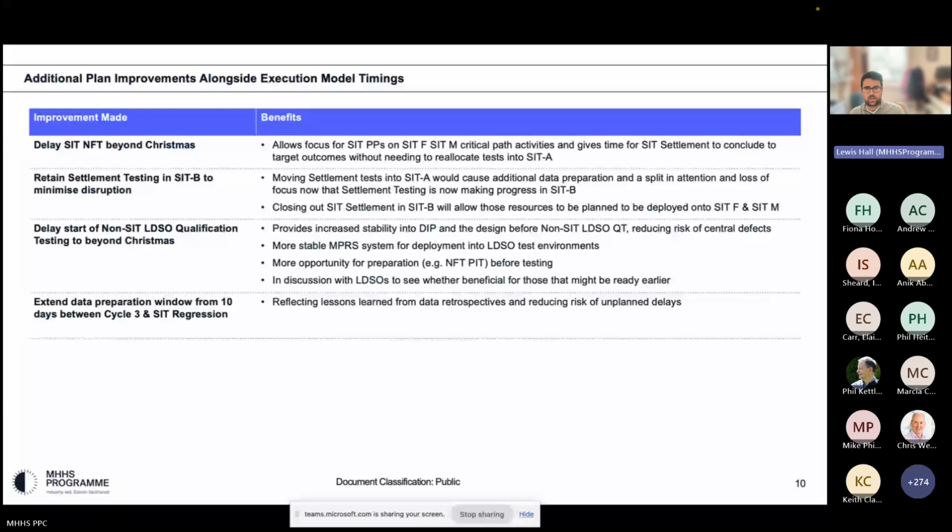This helps reflect lessons learned from the data retrospective that we held, giving more time to those data loading activities and ensuring that we get those right, to enable testing to move at the pace we need it to. So those are some changes and plan improvements that we've put in place that you'll see when we get to the plan shortly. Next slide, please, if that's okay.